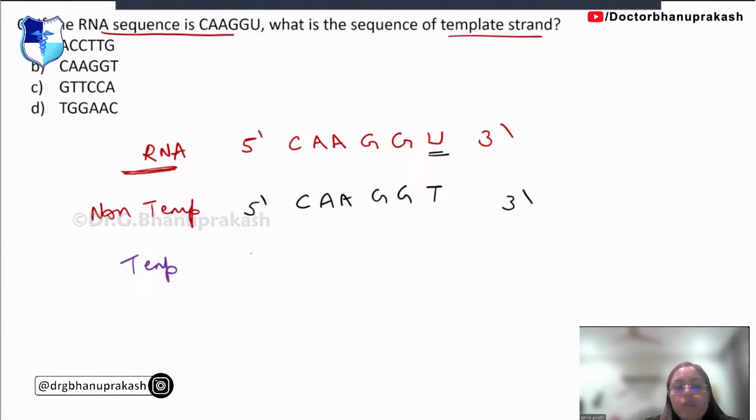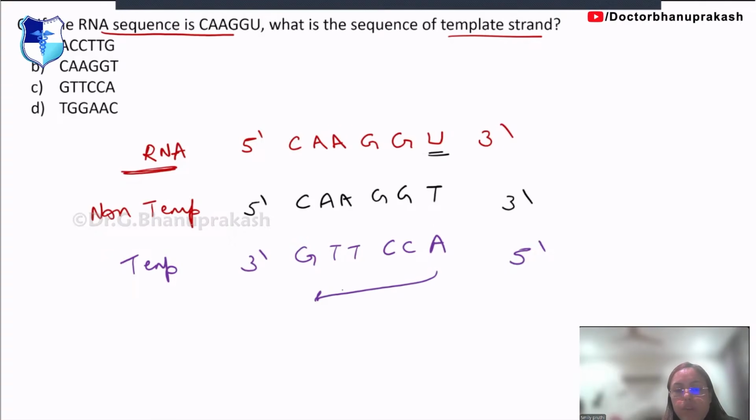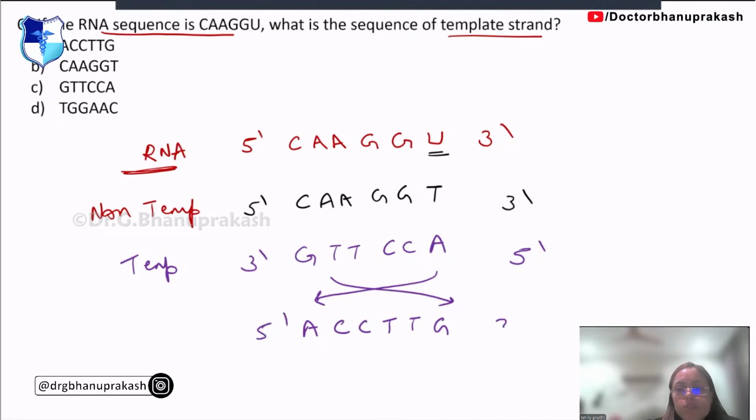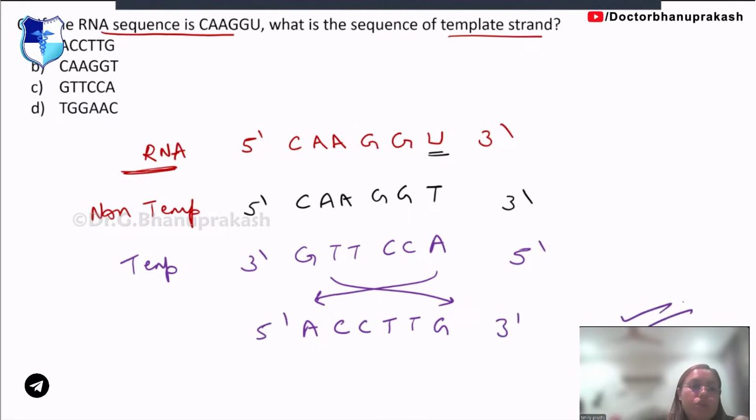Then we can make the template strand. Now the template strand will be complementary to the non-template strand, obviously. So left is 3 dash, right is 5 dash. Complementary to C is G. For A it is T, then C, C, A. Now our right side is 5 dash, left is 3 dash, so bring this 5 dash to the left: A, C, C, T, T, G. So this is 5 dash, this is 3 dash, and this is our answer. So the answer is A. This is tricky. See how I have done it.